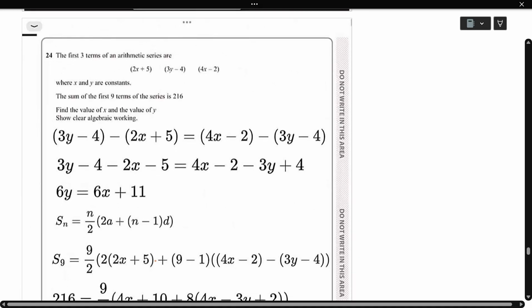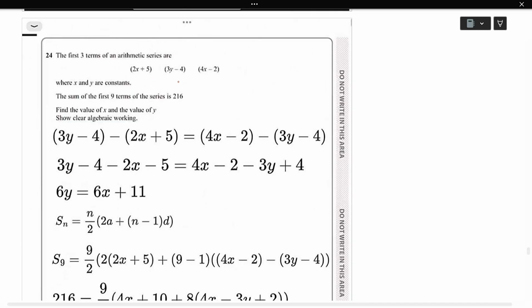Next question 24. The first three terms of an arithmetic series are given: first term, second term, third term, where x and y are constants. The sum of the first 9 terms is given. Find the value of x and y. With the first three terms, we can find the common difference. This difference is always equal. We will calculate a2 minus a1.